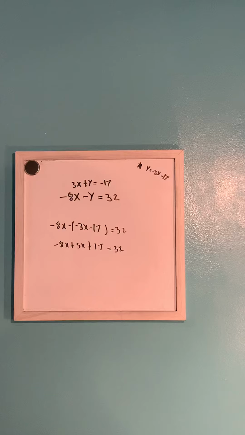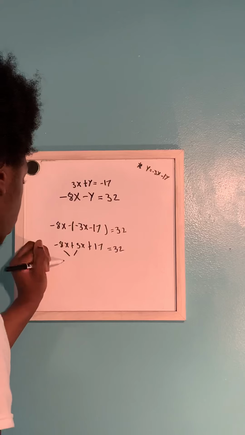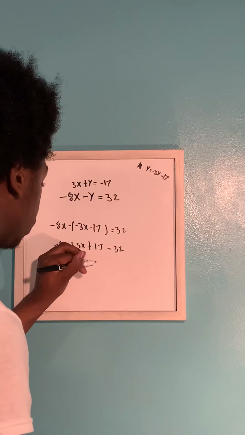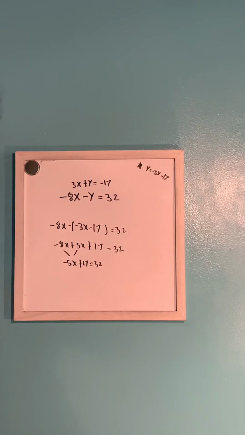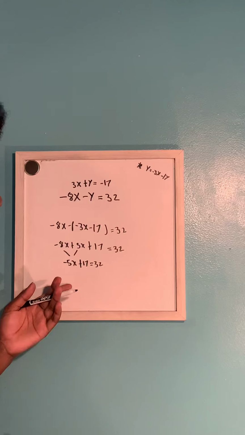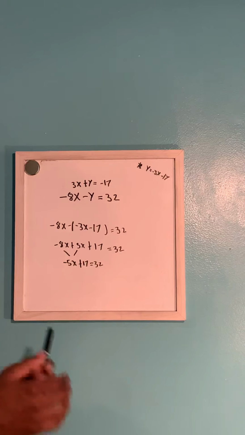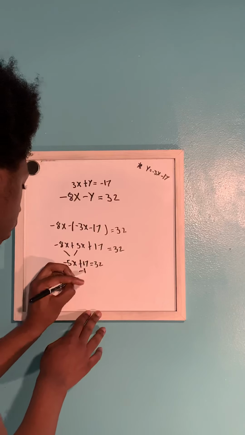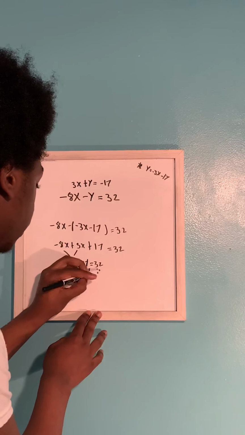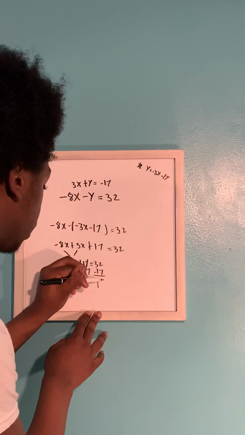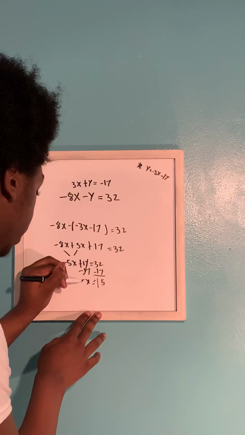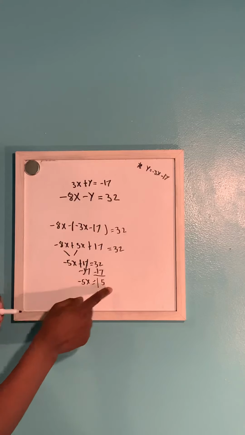Alright, so after this step, we now need to add like terms. So negative 8x plus 3x is negative 5x plus 17. Our goal is to find x. So in order to do that, we have to get it alone. So we'll cancel out 17 on this side. 32 minus 17 is equal to 15, equals negative 5x. So we'll end up with this.